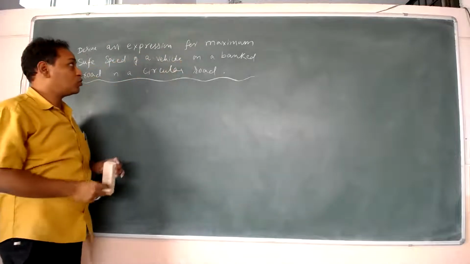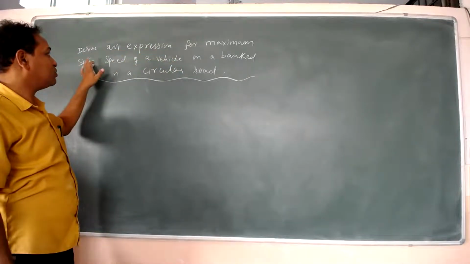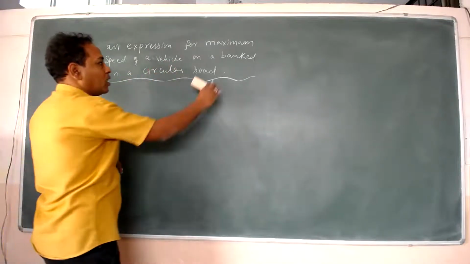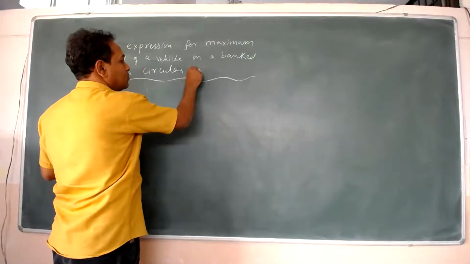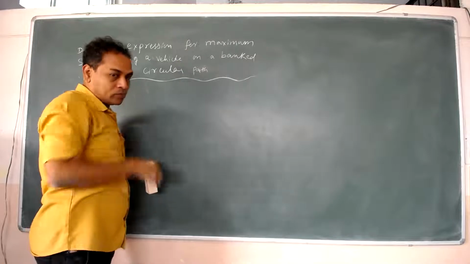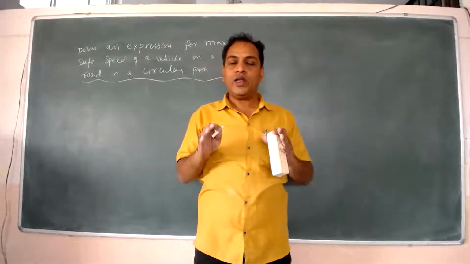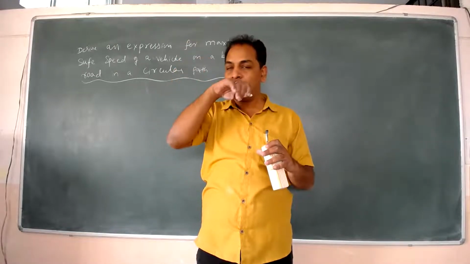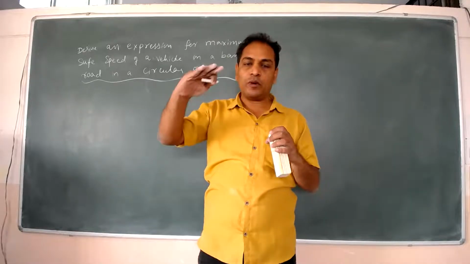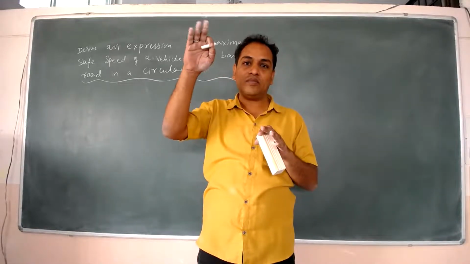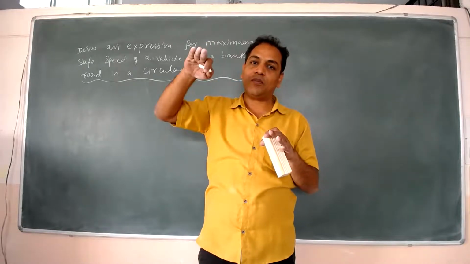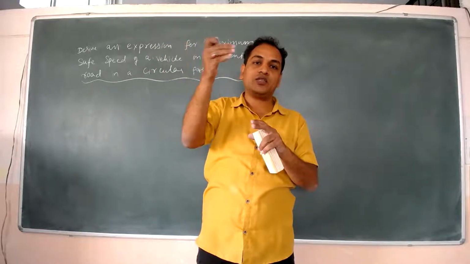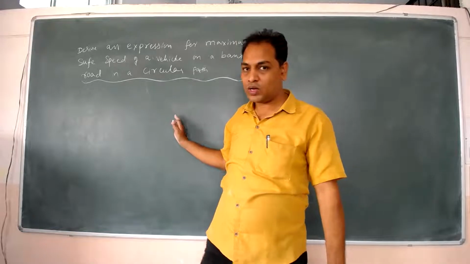So here, the question is, derive an expression for the maximum safe speed of a vehicle on a banked road in a circular path. That means when a vehicle is moving in a curved path, say on a hilly region, one side will be lifted up. As I told you, the outer edge of a road will be lifted up to provide the necessary centripetal force. Okay, let us draw the diagram.